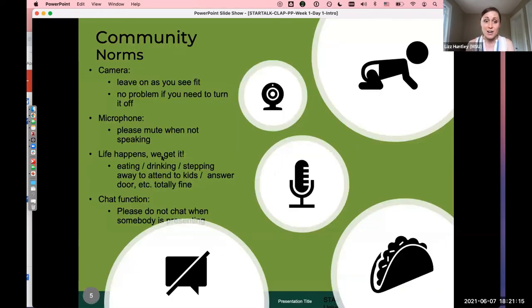So we wanted to start with some community norms just to set expectations for everybody. The first one is that with a camera, you can leave it on as you see fit. It's no problem if you need to turn it off. You know, we're all adults. For many of us, it's at the end of a long day. And yeah, we understand that you might need to eat or do whatever it is that you need to do.